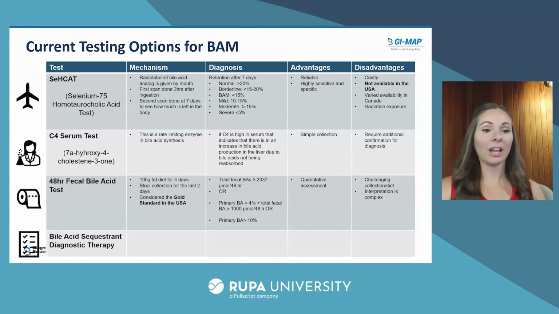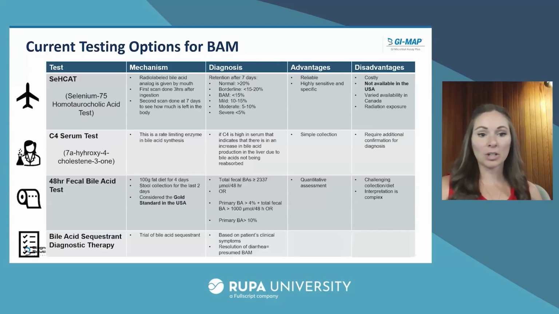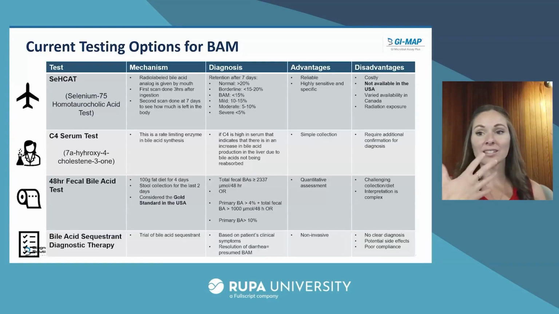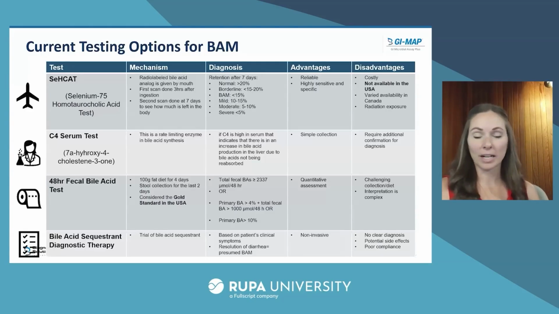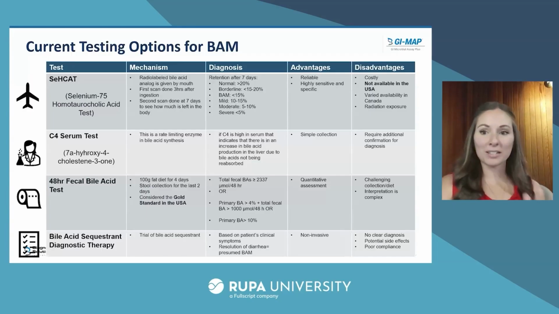And the last one, bile acid sequestrant diagnostic therapy. This is the one that I see the most, where they're just going to do a trial of a bile acid sequestrant based on the clinical presentation. And if the diarrhea resolves, they're going to presume that it's BAM. It is non-invasive, but really here, it's not necessarily a clear diagnosis. There's different reasons that bile acid sequestrants could stop diarrhea that are not only BAM. Bile acid sequestrants also have a lot of potential side effects, so it can lead to poor compliance in people as well. As you can see, not a lot of really great options for BAM.